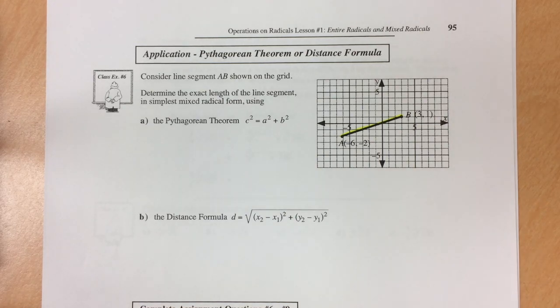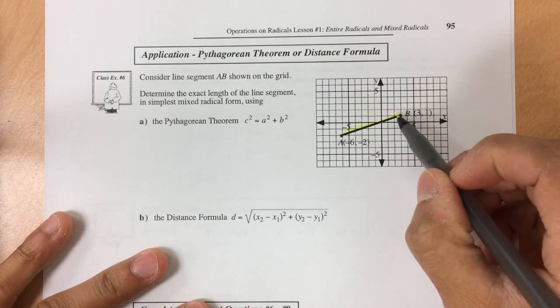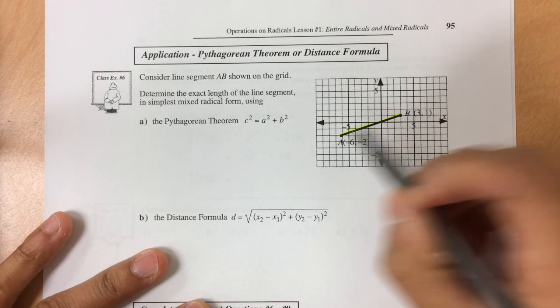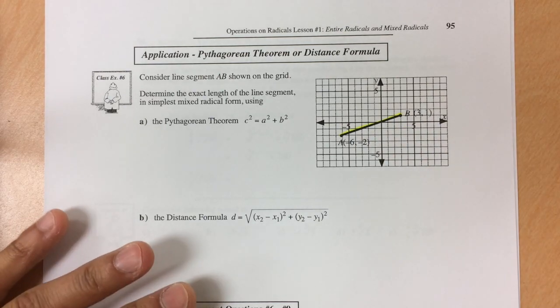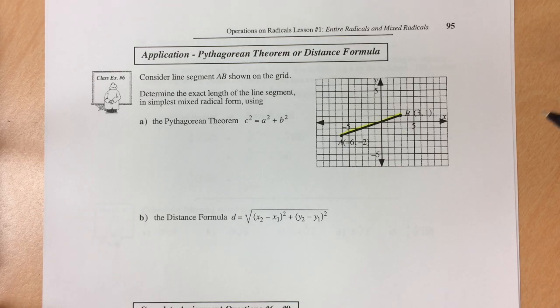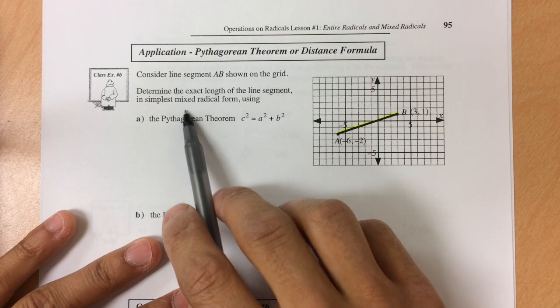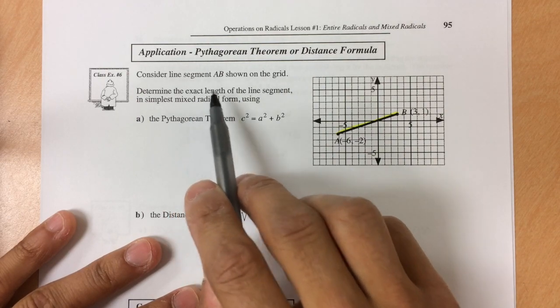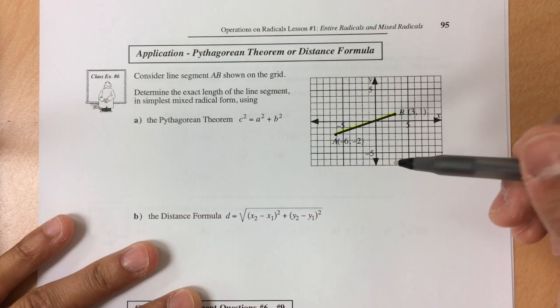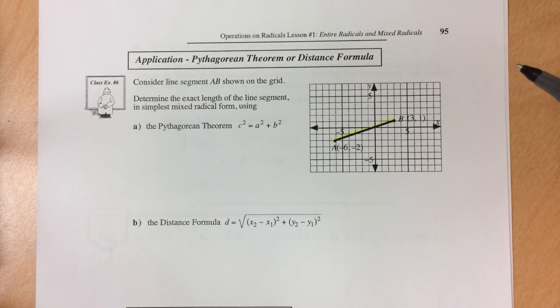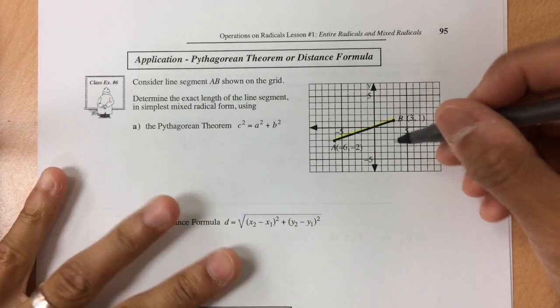So if that's our hypotenuse, then we want to determine the exact length of this line segment from here to here, or here to here. And we want to express our answer in simplest radical form. The reason is because we want to know the exact length. We don't want to plug something into our calculator with the square root and get a decimal answer.